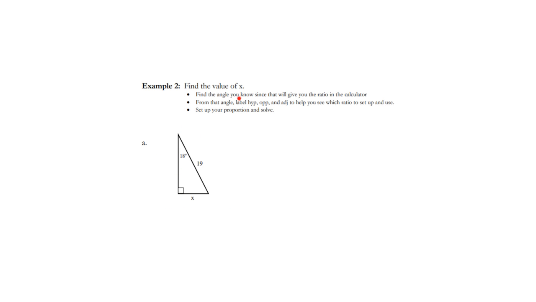So instead, we're going to find the angle we know, and we're going to use that as our reference angle. We're going to label our sides, hypotenuse, opposite, and adjacent. We're going to see which ratio that helps us use, and then we're going to set up the proportion and solve. So here's 18. That's the angle measure I know. So based on that angle, I'm going to label my sides. This is the hypotenuse because it is across from the right angle. Opposite of my angle of reference is here, opposite, and the remaining side is adjacent.